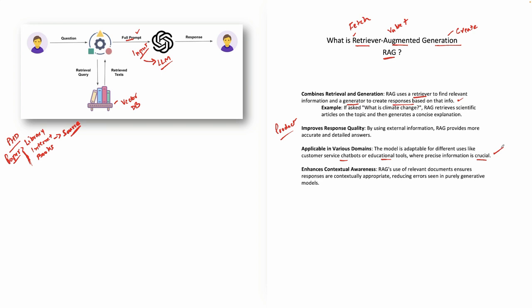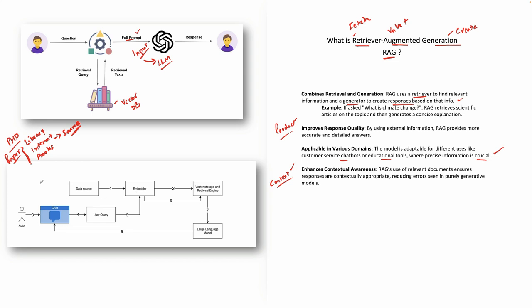And it enhances contextual awareness, right? RAG uses the relevant documents and ensures the responses are contextually appropriate. From the very beginning, we've been talking about context, right? Now this context you are getting from your source documents or in-house environments, and the LLMs have the capability to understand that context. That is the beauty of it: money in the bank and bank of a river. It knows the context. This way it reduces the errors which can be seen in purely generative models.